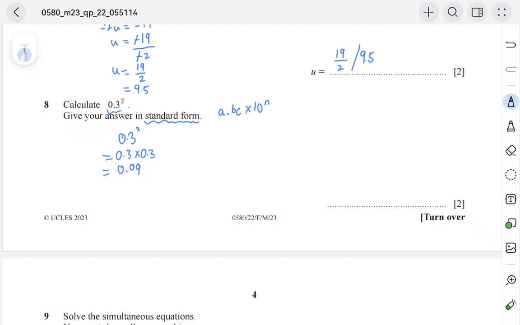Now, moving the decimal point so that there's one digit before the decimal point that's not equal to 0, we move once and twice. So that's equal to 9 times 10, and because you move the decimal point twice, it's negative 2. Twice to the right is negative, while left is positive. So the final answer is 9 times 10 to the power of negative 2.